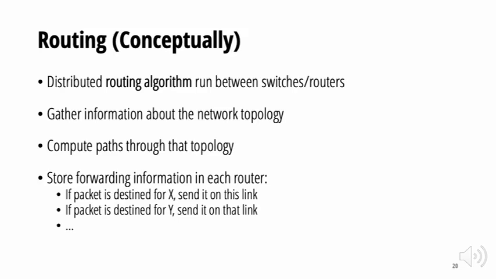Okay. And so the output of running that routing algorithm is that every router is going to have this forwarding table that tells this router, for each destination, which of your local links you should forward the packet on. Okay? This is the forwarding table. So the output of running that routing algorithm is this forwarding table. Any questions here?